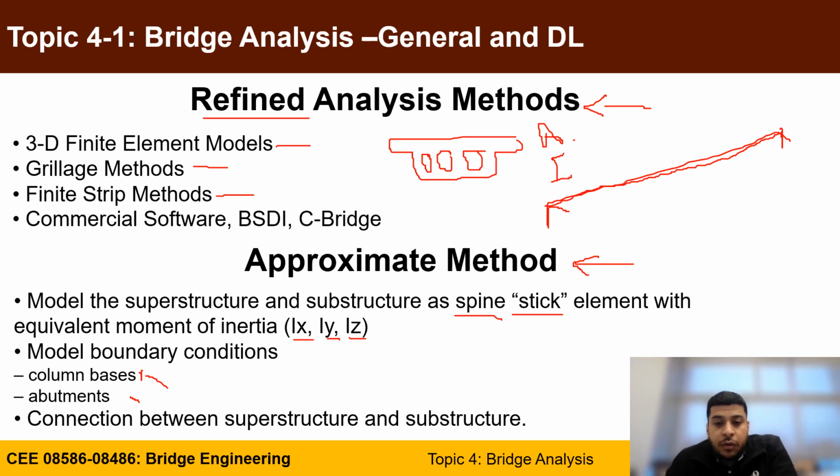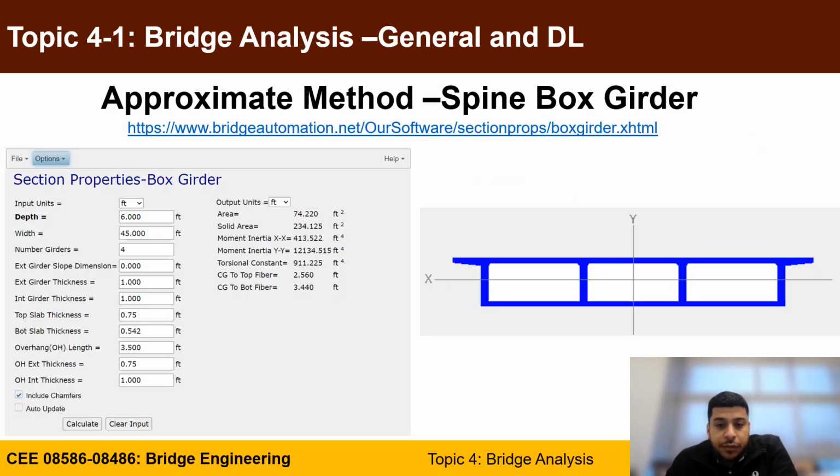So we will go through an example here. If you click on this website, it is very useful in terms of using a spine model for box girder. So what you need to do is choose how to get the properties of the box girder by defining the depth of the box girder. So your depth is the total depth.